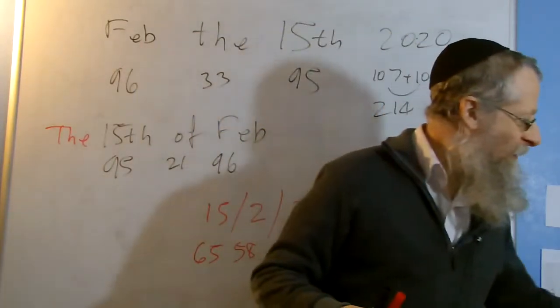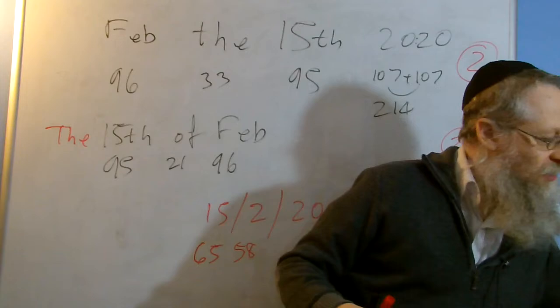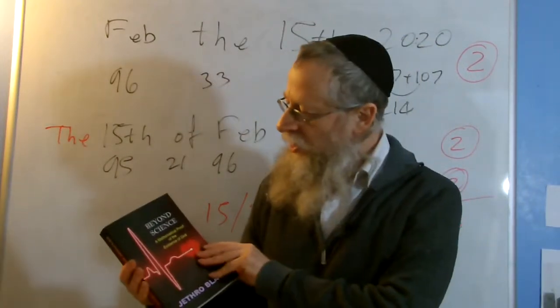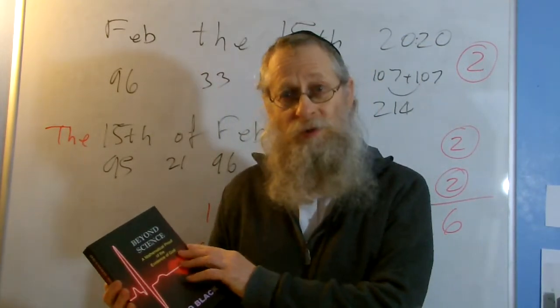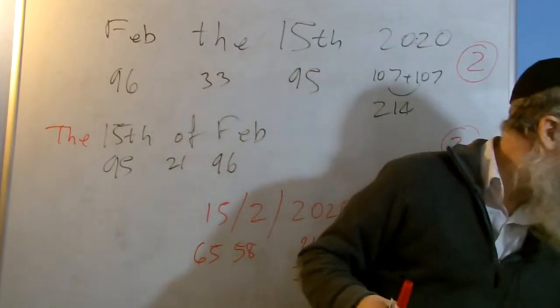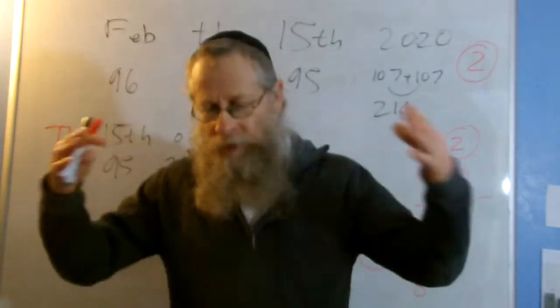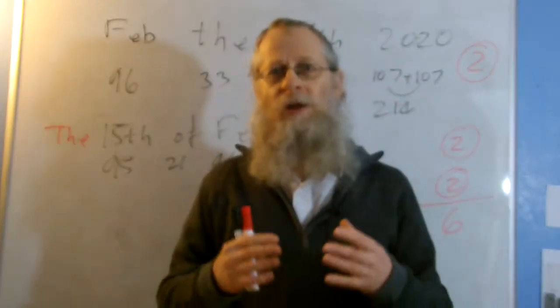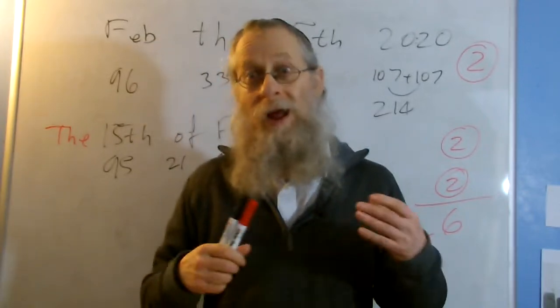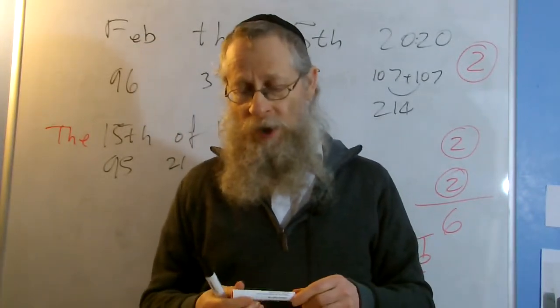So the probability is extremely slim, and hence I call this book Beyond Science, a Mathematical Proof of the Existence of God. Some sort of force or consciousness or controlling guidance there is in this universe that gives forth to what happens in a way.